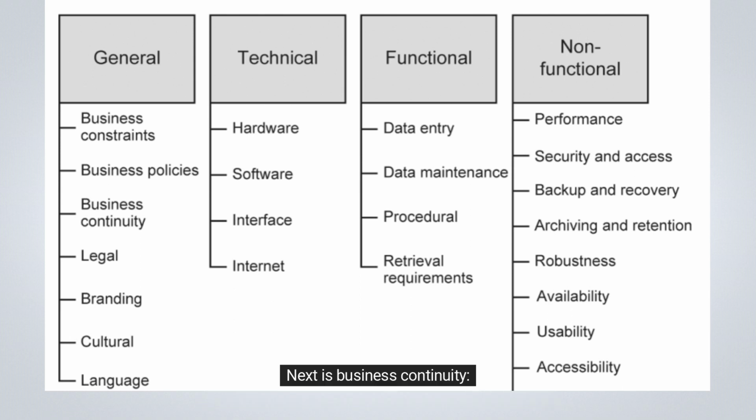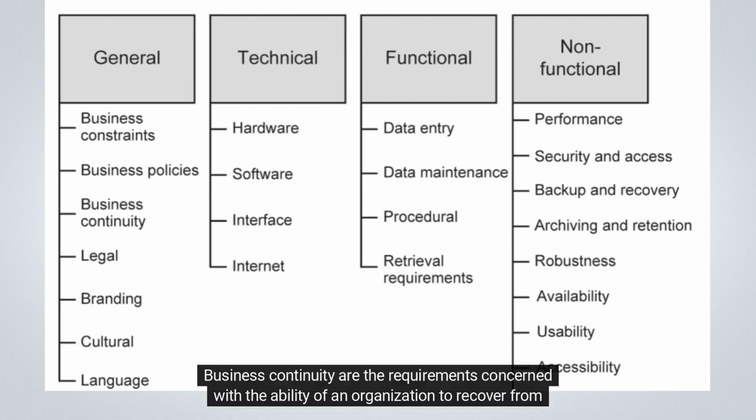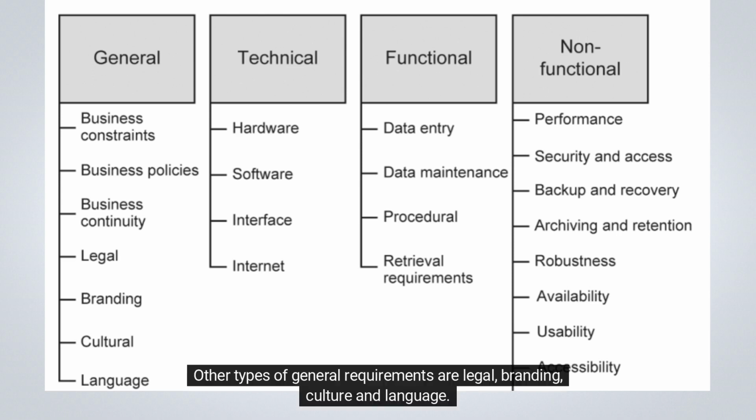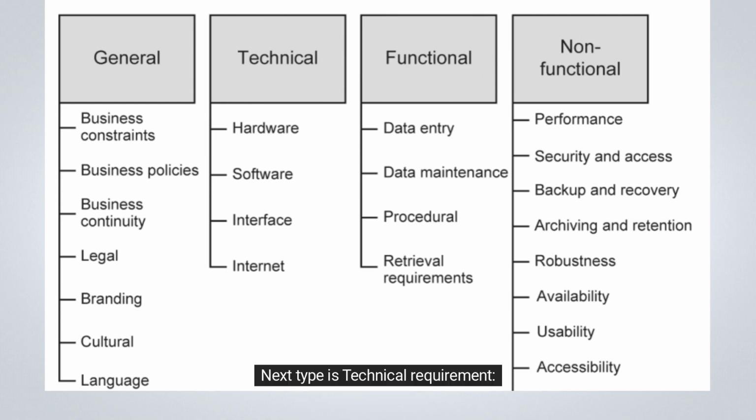Next is business continuity. Business continuity requirements are concerned with the ability of an organization to recover from incidents that may hinder its continued operation. Other types of general requirements are legal, branding, culture, and language. Next type is technical requirement.